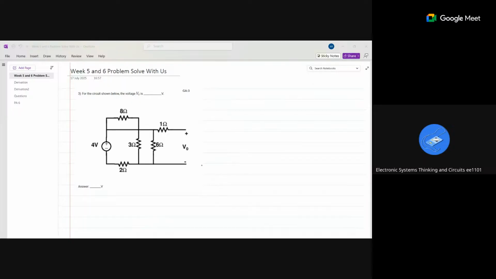So, we'll start the session. Today we'll be solving a few problems from week 5 and week 6. And we will also see the derivation that we skipped in the last class. That derivation also will be seen today.